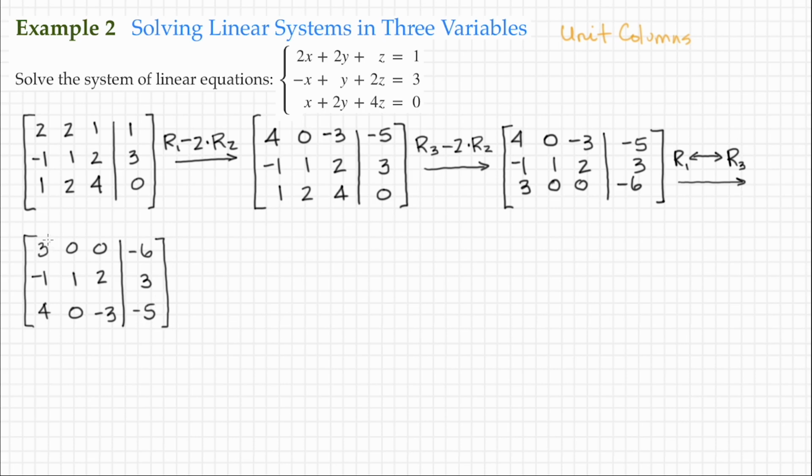I'll change this into a 1. So I'll take 1/3 of row 1. Three times 1/3, or 1/3 times 3, that's 1. Then we have 0, 0, our vertical line. 1/3 times -6, that's -2. Close off our bracket and fill in the rest of the values.